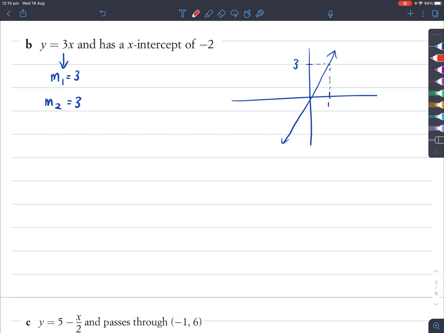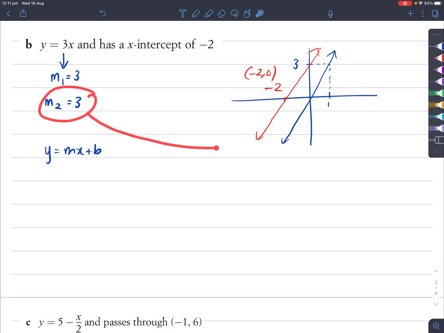That line that is parallel to this, I'm just doing a rough sketch, is going to have an x-intercept of -2 here. That x-intercept is also a coordinate. It is a point on the x-axis, which is (-2, 0). So, using our equation, y equals mx plus b, what do we know about this red line? We know that the gradient that we found was 3, so we can replace m here by 3. So we get 3x plus b. But we need to find this b, which is the y-intercept, which is nowhere indicated in the question.